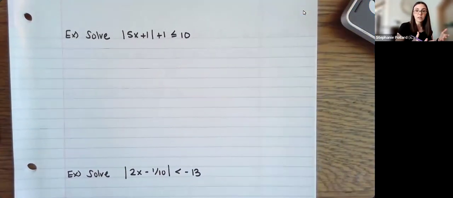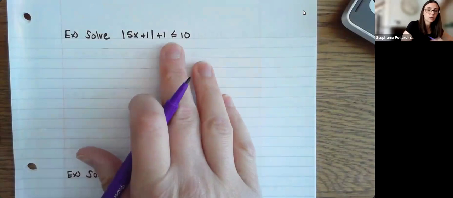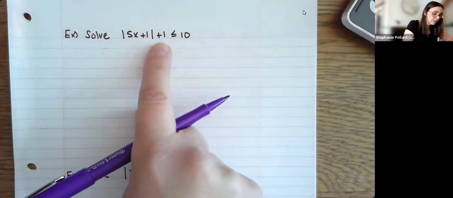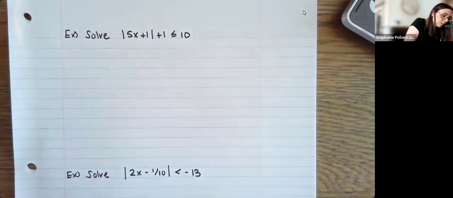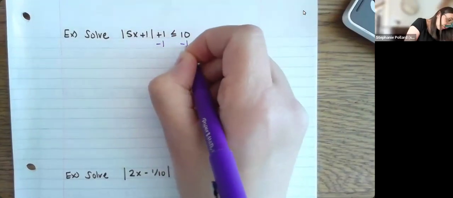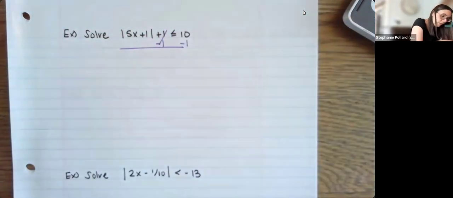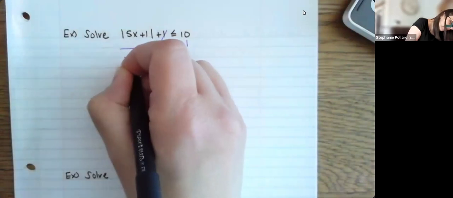Couple more with less thans. So again, here I have a less than or equal to. I do need to get my absolute value isolated first though. So before I start, I do need to subtract that 1 from both sides. So my problem becomes absolute value of 5x plus 1 is less than or equal to 9.